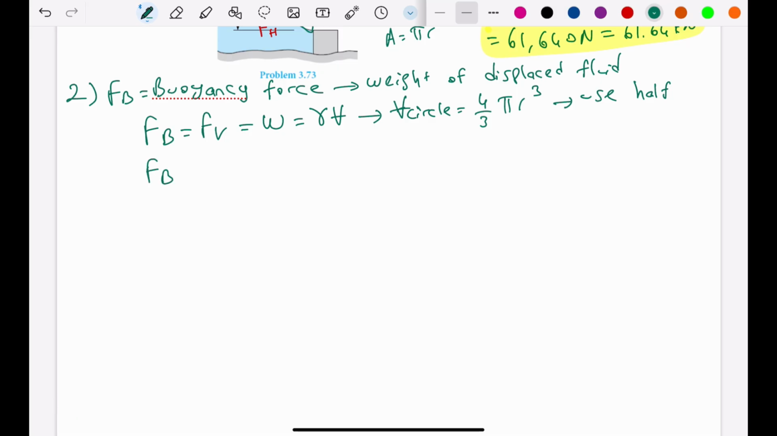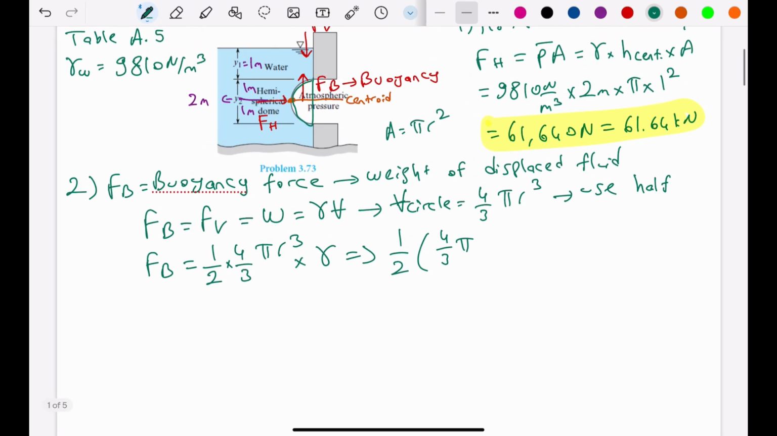And let's continue. FB will be equal to half circle's volume times specific weight. So we have 1/2 times 4/3 pi, the radius is 1 meter, as we calculated earlier, times specific weight of water.